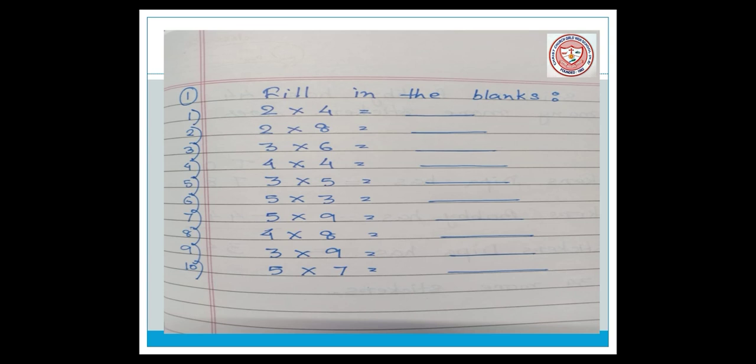Fill in the blanks. 2 into 4 equal to dash, 2 into 8 equal to dash, 3 into 6 equal to dash, 4 into 4 equal to dash, 3 into 5 equal to dash, 5 into 3 equal to dash, 5 into 9 equal to dash, 4 into 8 equal to dash, 3 into 9 equal to dash, 5 into 7 equal to dash.